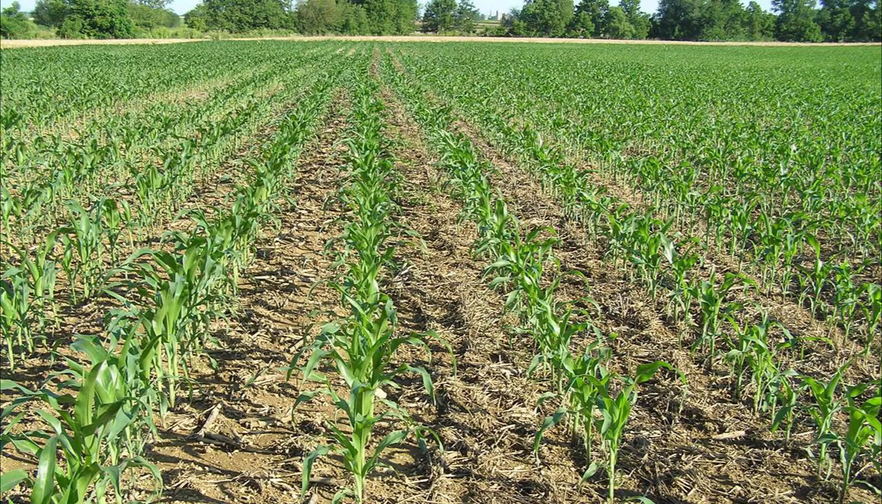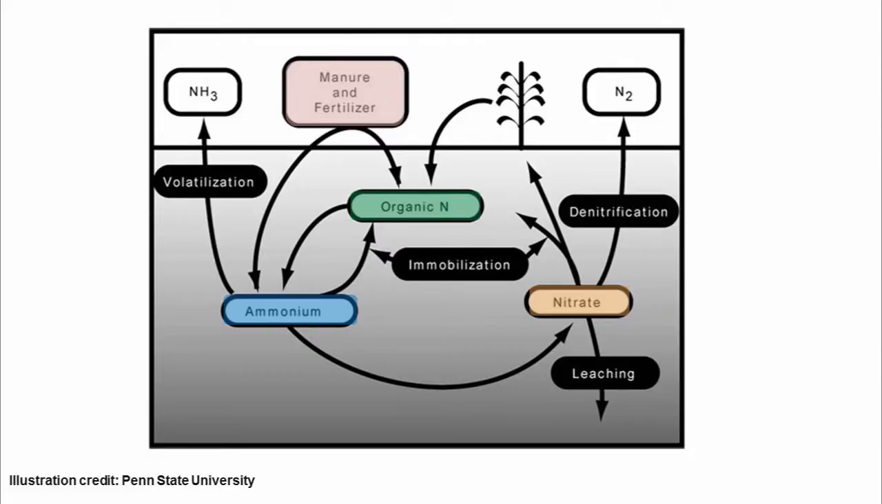Among all of the nutrients that a corn plant needs, nitrogen is by far needed in the greatest quantity. It is also the most difficult one to manage. Nitrogen exists in several forms within a crop and soil system and can change from one form to another, as shown here within the nitrogen cycle.